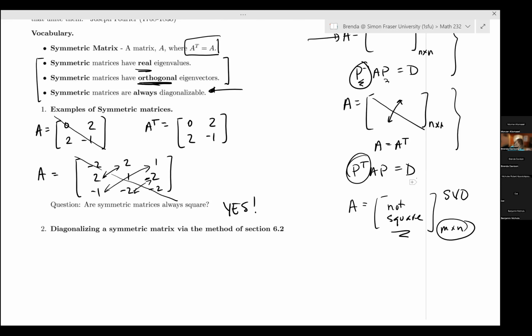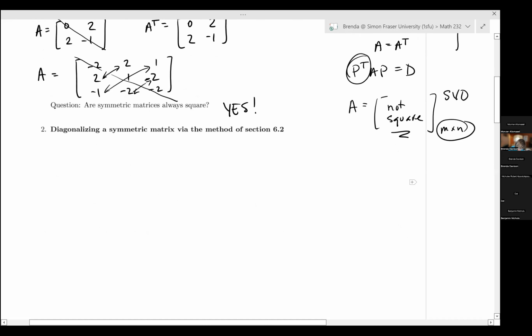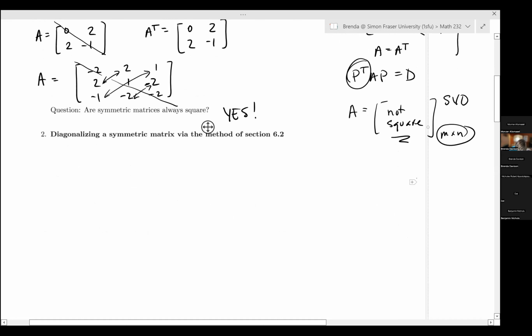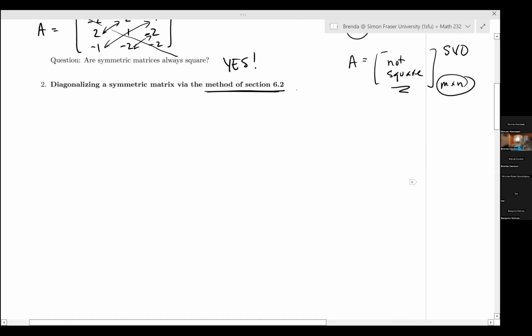Okay, so now we're going to take a symmetric matrix and do a review. We're going to use the method that we had from before, so this will be a nice review of that method. We're going to diagonalize a matrix. This guy here, it is symmetric. Diagonalizing it means finding P such that P inverse AP is D.